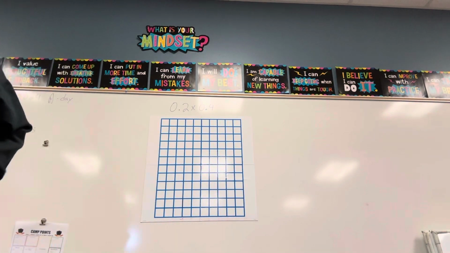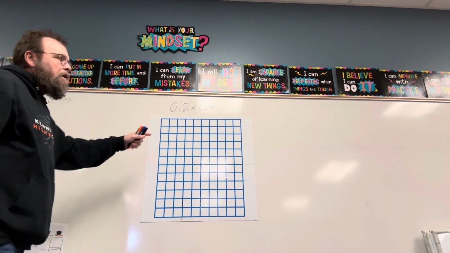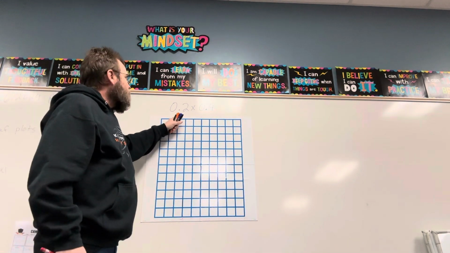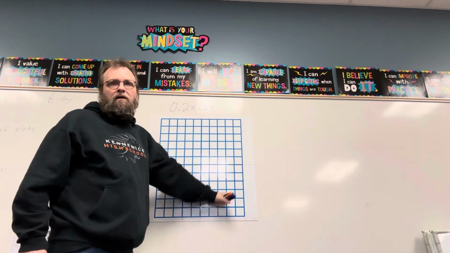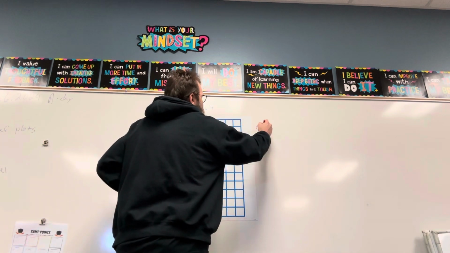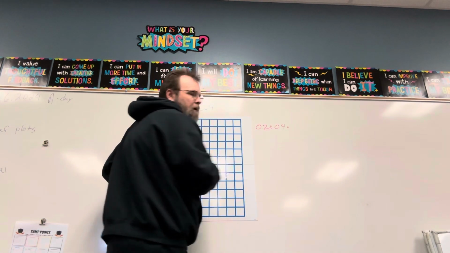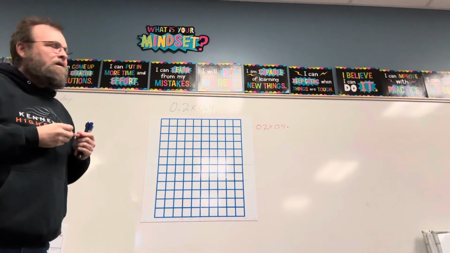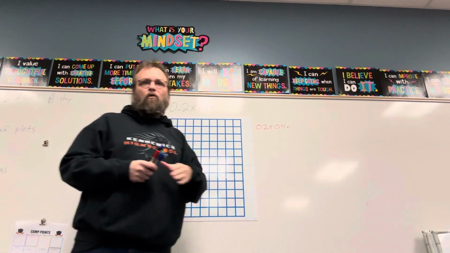Ladies and gentlemen, boys and girls, children of all ages, we are going to go through problems where you're multiplying a tenth times a tenth, and they ask you to do it on the grid here. The problem we have is 2/10 times 4/10. My answer is going to be less than 1, because I'm multiplying less than 1 times less than 1.